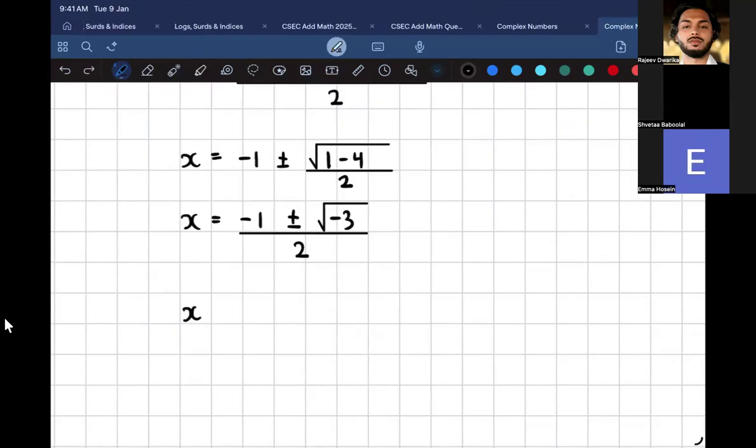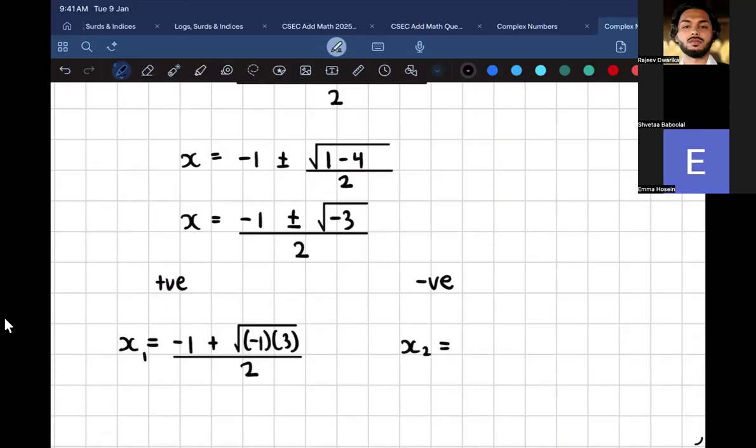Right? So here we're going to split it up into its parts one time. So, straight away, we could consider the positive part. If we consider the positive part, that's going to be -1 plus, and let's do it one time, the square root of 3i, all over 2. Cool. Right? So that's one of the solutions. You could call that x1. And the negative part, that's going to be x2.